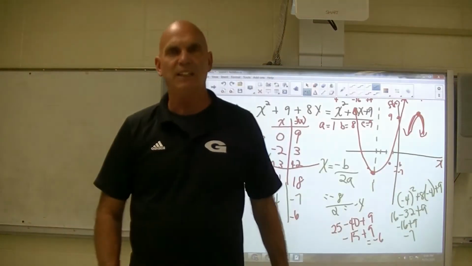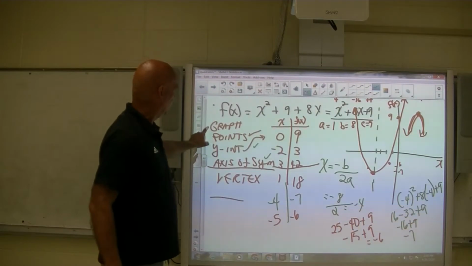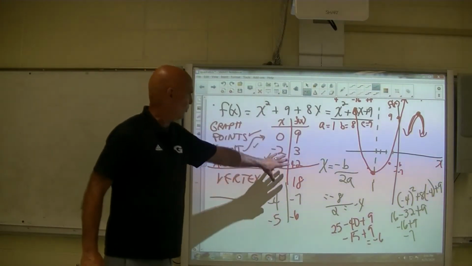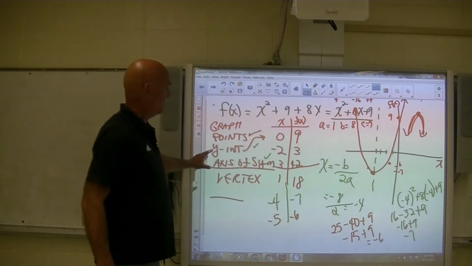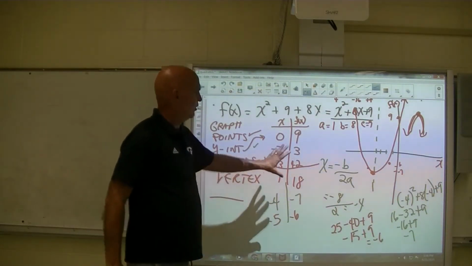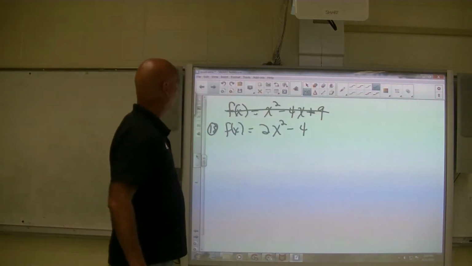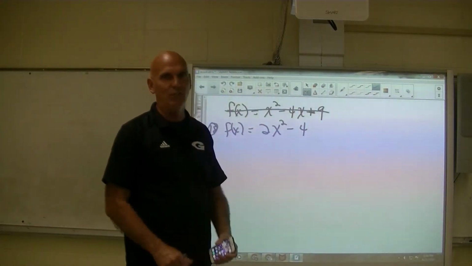Okay, looking at the last assignment again, what you were asked to do was to draw a graph, get some points on the graph with a table like that, find the y-intercept, find the axis of symmetry and the vertex, and then draw a picture of the graph by using those points. So let me give you an example here, let's say number 18 from your assignment.